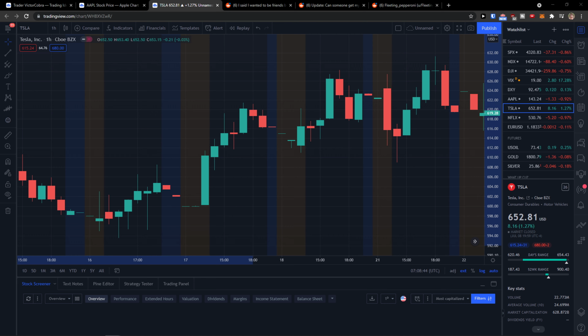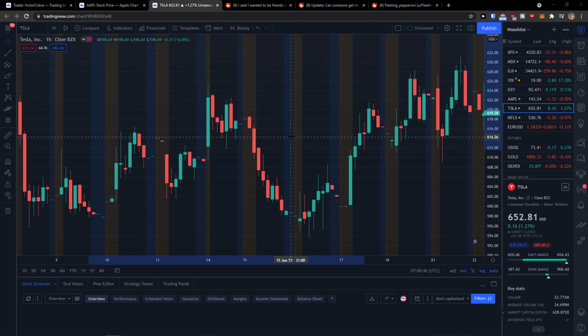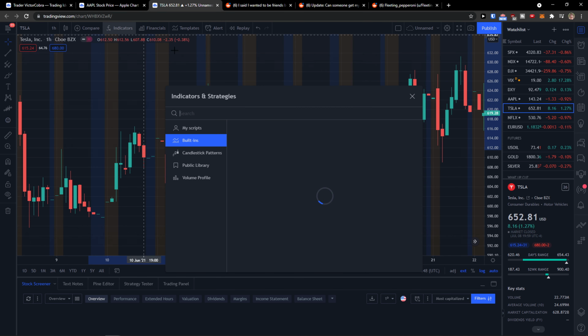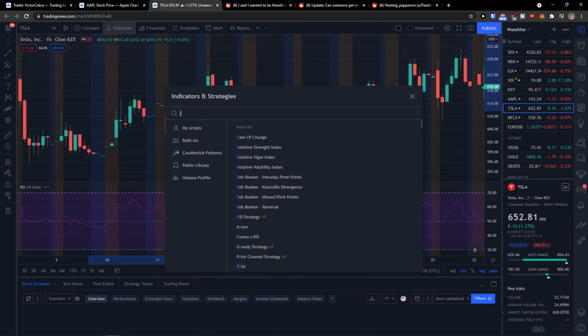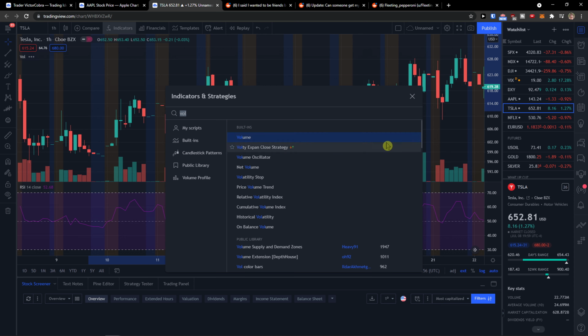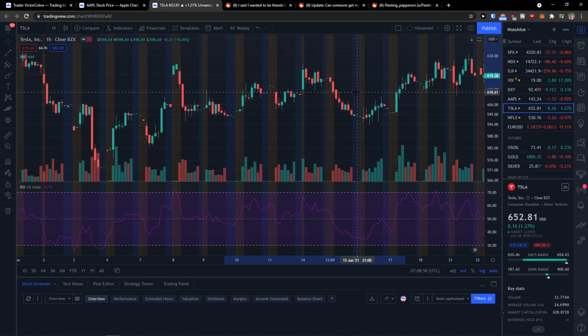So when you come here on TradingView, let's say I'm looking at Tesla, and I have an indicator for this, and then I have volume, whatever, and then I want to publish it. So I would go to the top right, click Publish, and then click Publish idea.